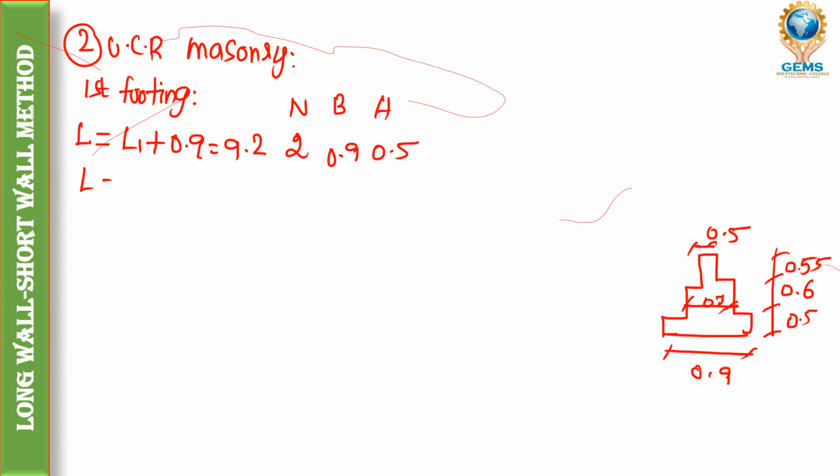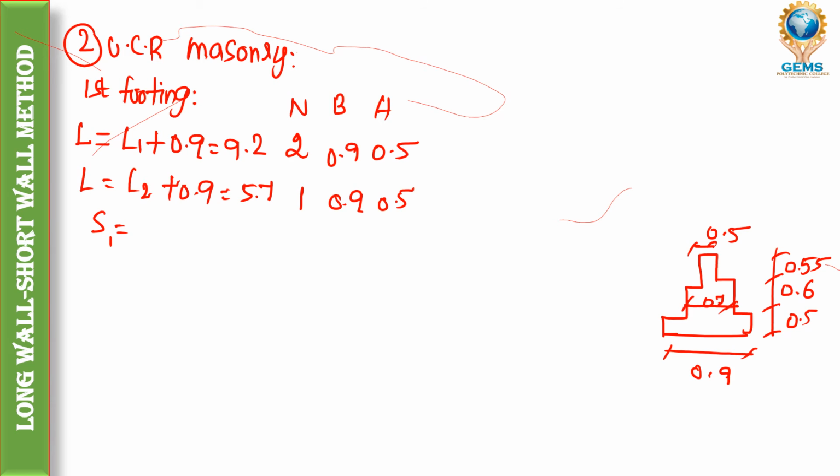Then for L equal to L2 plus 0.9. L2 is 4.8. So 4.8 plus 0.9. Then for L2, n equal to 1. Okay. So the length is 5.7, n is 1. Then the breadth is the same, 0.9, 0.5.